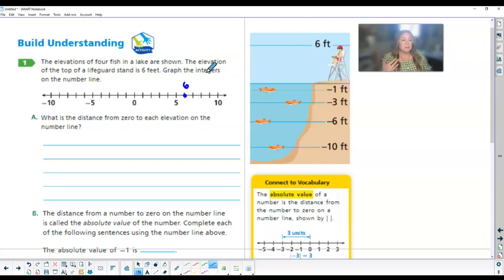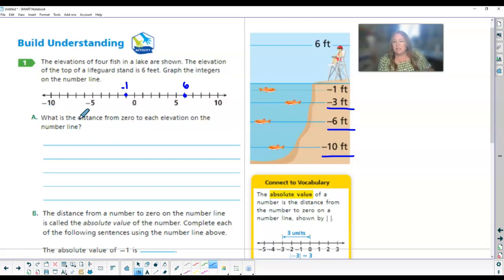So integers are just whole numbers, positive and negative. These are all whole numbers, no fractions, no decimals. This is an integer, so -1. So go ahead and get this fish, and this fish on your number line. So pause and do that.